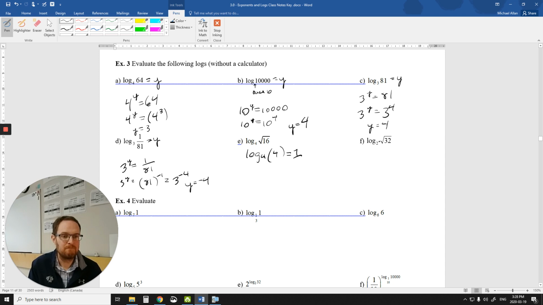What do I have to raise 2 to the power of to get the root of 32? Now this one's a little bit trickier because the square root of 32 is not a nice number. But we can change that to base 2. And remember, the root is also a rational exponent. So 2 to the power of 5.